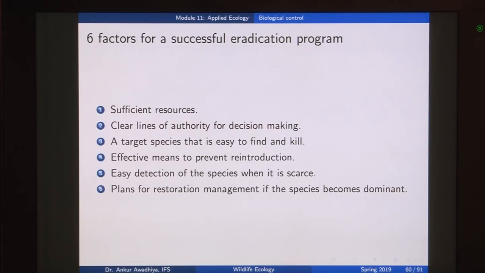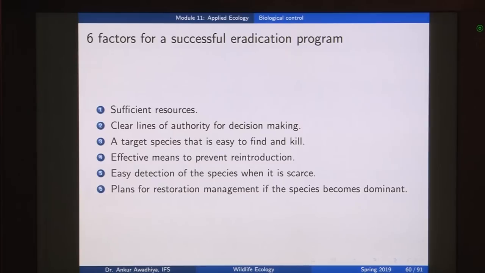Then you need an easy detection of the species when it is scarce. So even if you have, say, a few prickly pears that are remaining somewhere, you need to know that they are there, because if you stop your biological control after a while, then these prickly pears might again start to grow. So in that case, you need to have a way of finding out each and every individual in this area, so that you can exterminate the population completely for a complete eradication. And in the case of prickly pear, it has not yet been eradicated. So even though it has been going on for nearly a century, we still have some patches where we have prickly pear. So the process is still on, so it takes time.